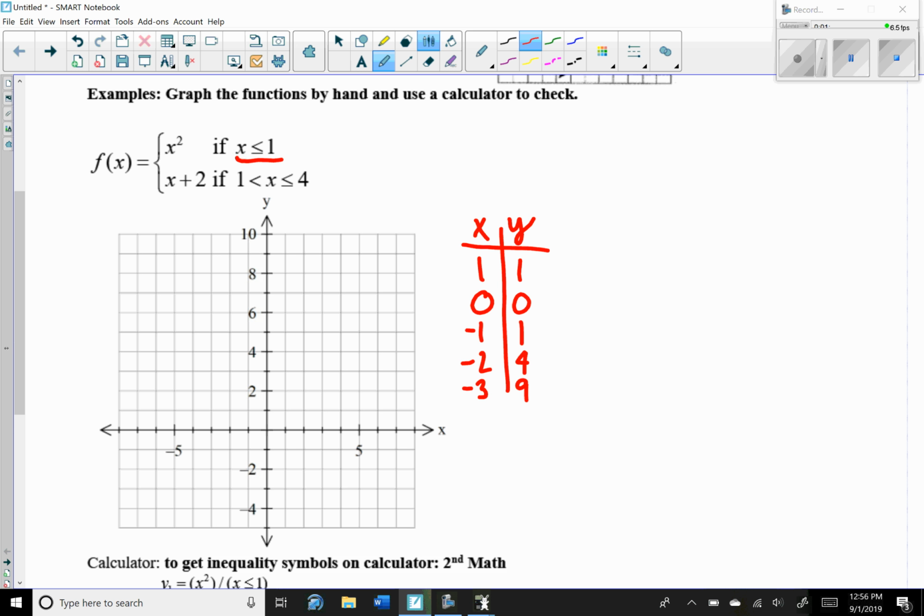And we can go ahead and plot these. So we have a closed circle at 1, 1 because we're less than or equal to. And then we can plot our other values. And this is, of course, a quadratic function, so the shape makes this parabola, which is a U shape. Now we've done the first part, and we're going to go ahead to the next part.